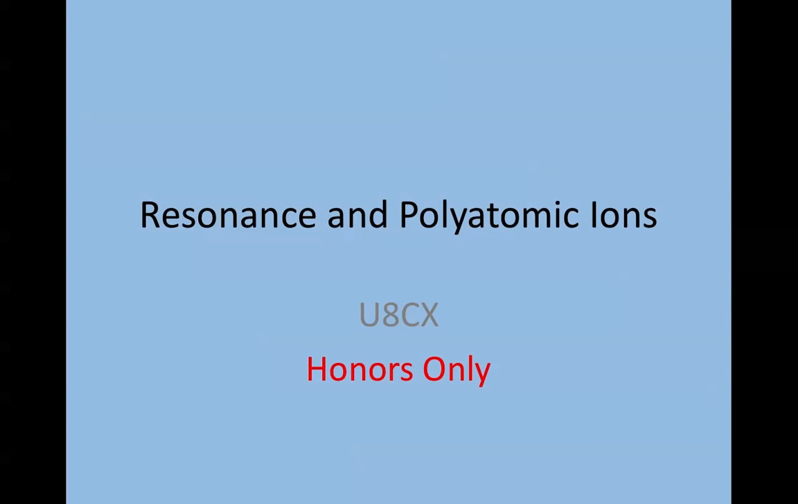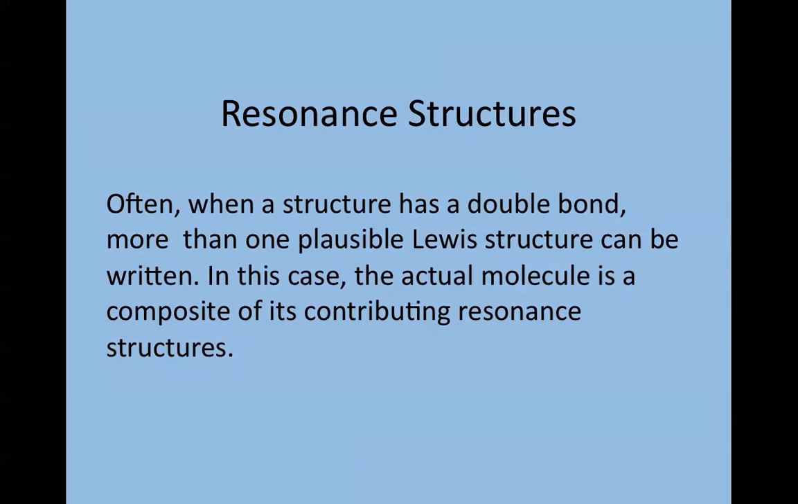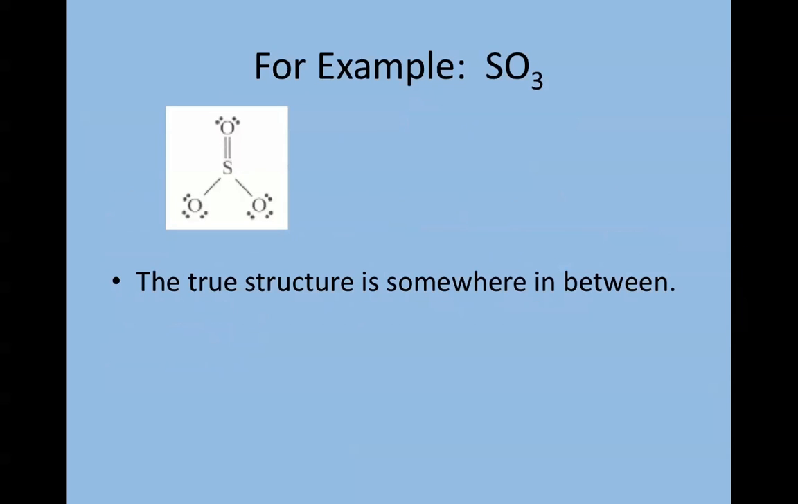All right, we're going to be focusing on two smaller concepts today, something called resonance structures and polyatomic ions. We're going to be applying what we've already learned about Lewis dot structures to each of these. So a resonance structure occurs when we have a Lewis dot structure that includes a double bond that allows for more than one possible Lewis structure that can be written. So the actual molecule that we'll see is going to be a composite of all the contributing resonance structures.